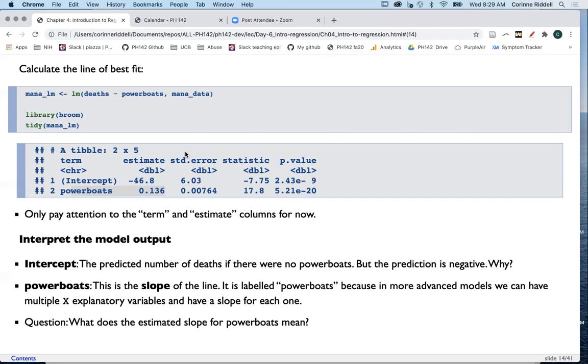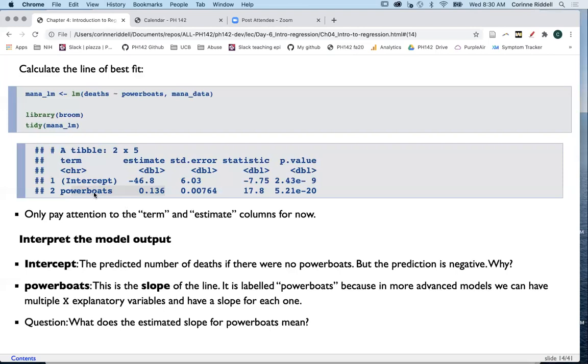Okay, so let's interpret these estimates for a second. The intercept term is a negative number. This is saying when X, the number of powerboats registered, is 0, the number of deaths is -46, which seems odd. So let's decide whether we should interpret that and think about why we might not want to.